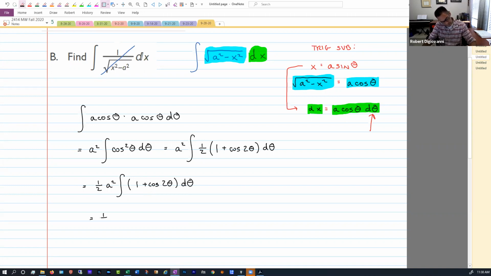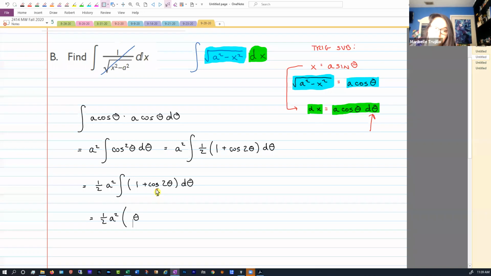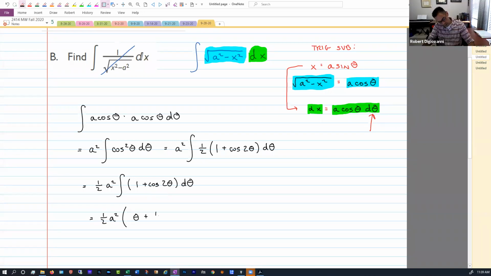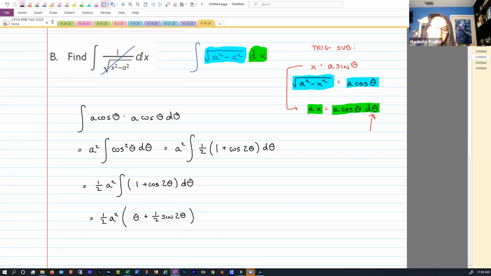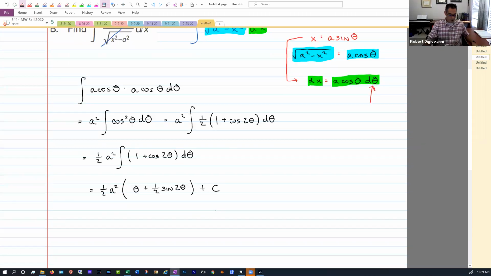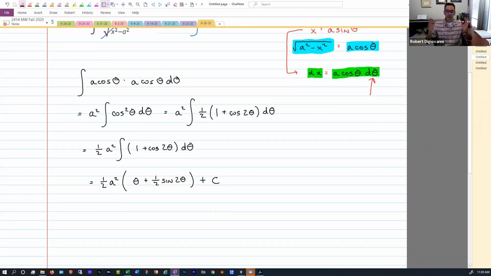We have 1/2 a squared. Here comes the antiderivative, so I'm going to put this in parentheses, theta. Okay, then what? The antiderivative of cosine 2 theta will be 1/2 sine 2 theta. Yep, plus 1/2 sine 2 theta, right? Yes. Plus C. Good. All right. We're there. Okay, we have an answer.